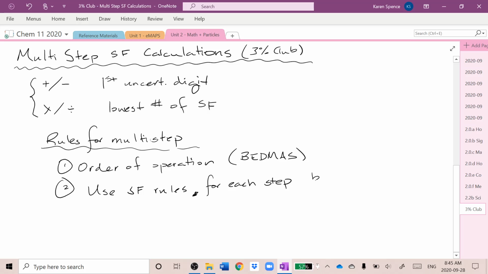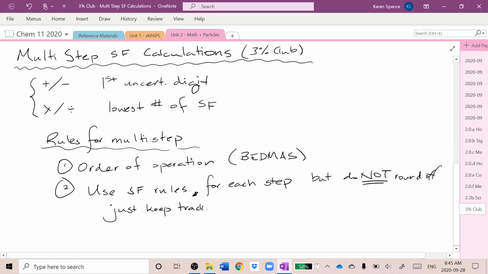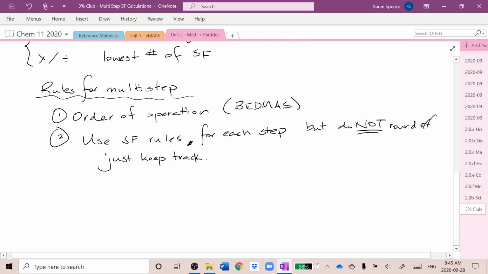Do not round off. Just keep track. This means you're going to be writing out your work. It's not impossible to do these multi-step without writing out your work, but it's darn hard. I find I have to write it out. If I have to write it out, you're going to want to write it out. Okay? Write out each step separately.